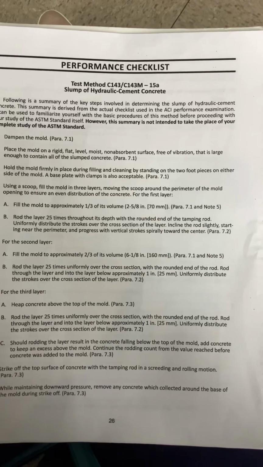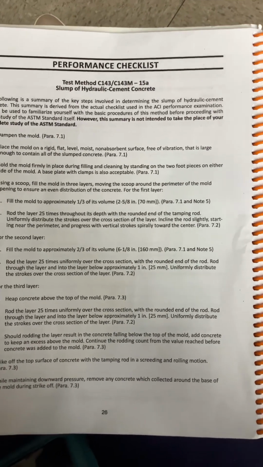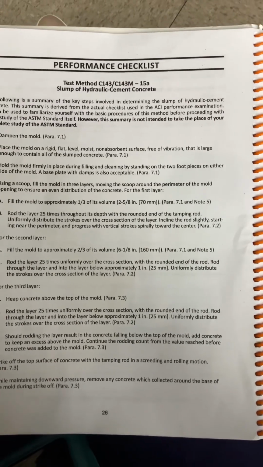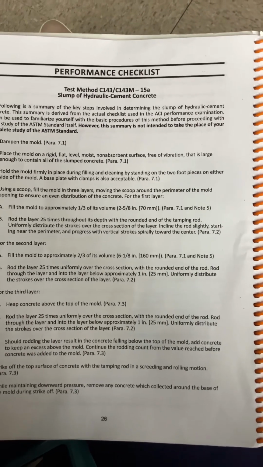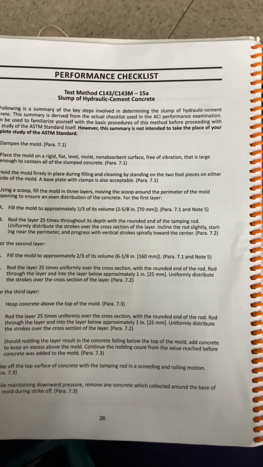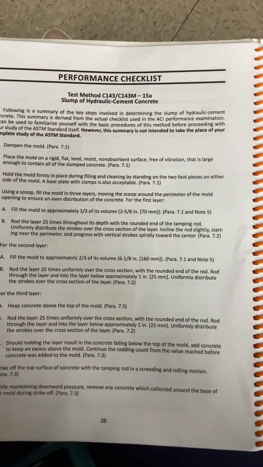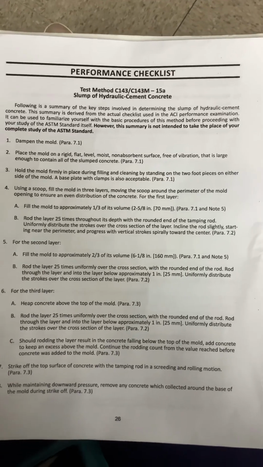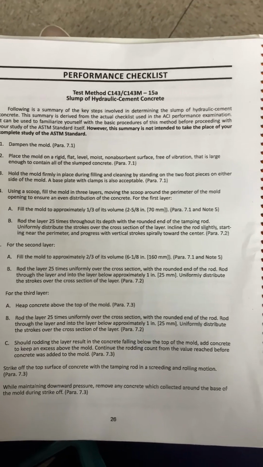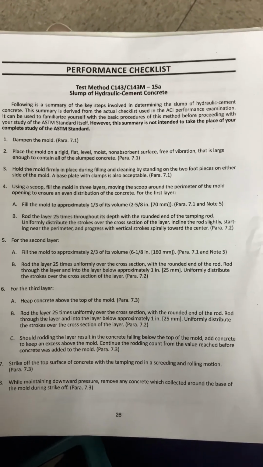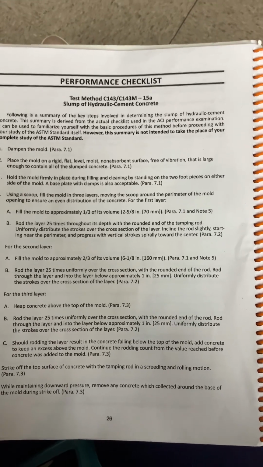For the second layer, fill the mold to approximately 2/3 of the volume, 6 1/8 inches, 160 millimeters. Rod the layer 25 times uniformly over the cross-section with the rounded end of the rod. Rod the layer and into the layer below approximately 1 inch, 25 millimeters. Uniformly distribute the strokes over the cross-section of the layer. For the third layer, heap concrete above the top of the mold. Rod the layer 25 times.